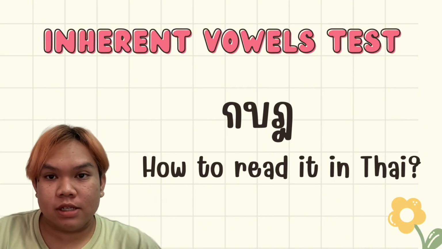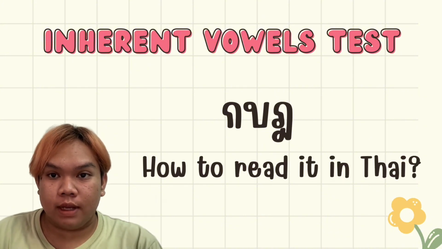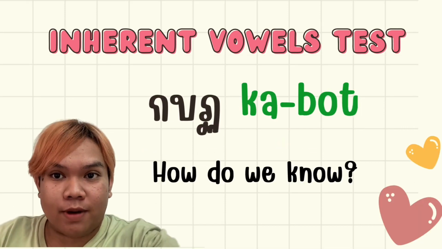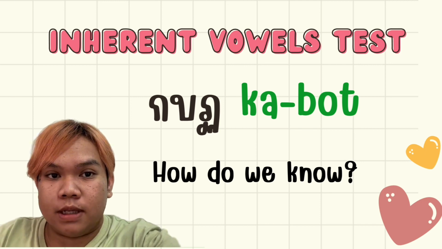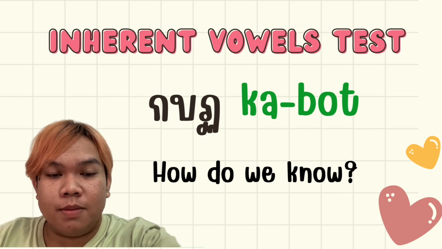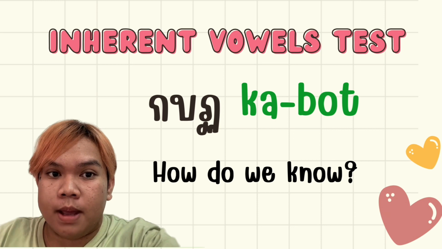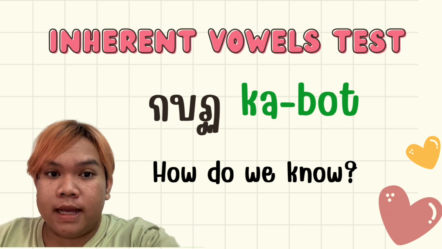The second question is how to read it in Thai. That's right, กบฏ, which means rebel. This word has two syllables. How do we know? Because สระโอ cannot be inherent at the end of the word. We can assume that the first syllable has inherent a and the second syllable has inherent o, because the final consonant makes the vowel o disappear.